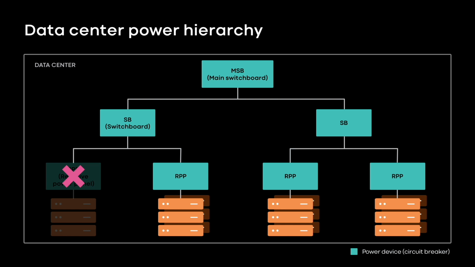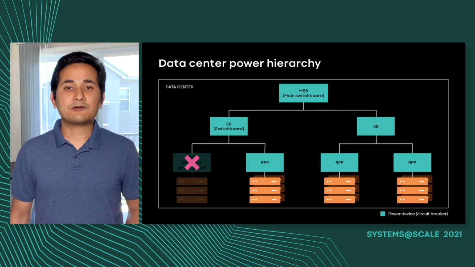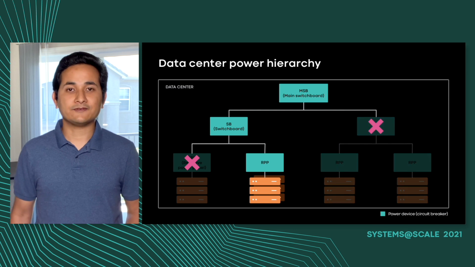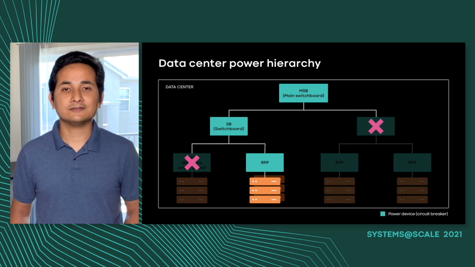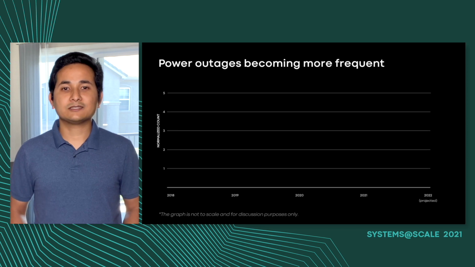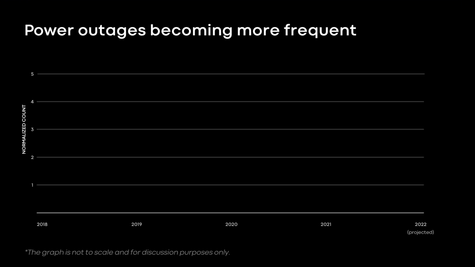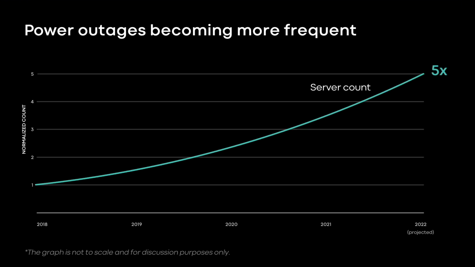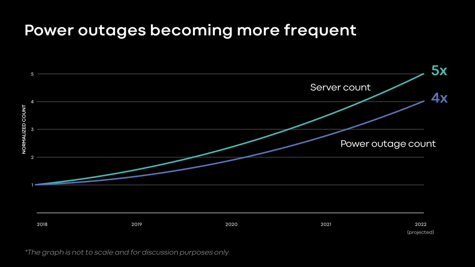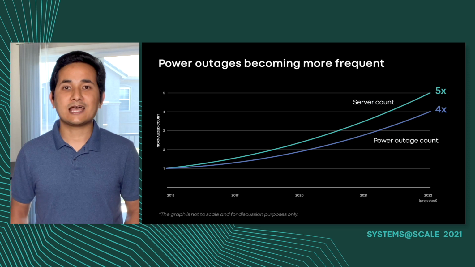If a power outage were to occur on a power device, all the server racks under it will lose power. Such power outage can occur at any level in the power device hierarchy. Larger number of servers are affected if the power outage happens at a higher level. We've also observed that in the past few years, the number of power outages has increased. For example, in the past 4 years, the number of servers that we have in our data center has gone up by 5 times. In the same time, the number of power outages that we are seeing has gone up by 4 times. Thus, power outage frequency has increased as the number of devices that can fail has also increased.